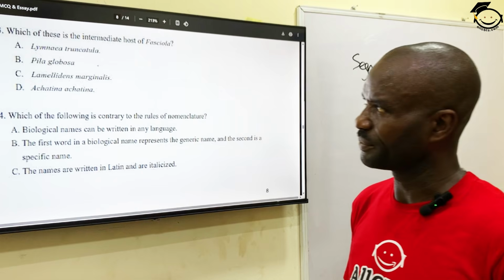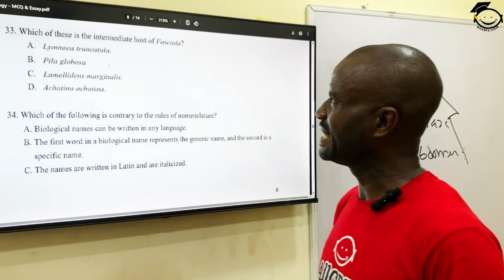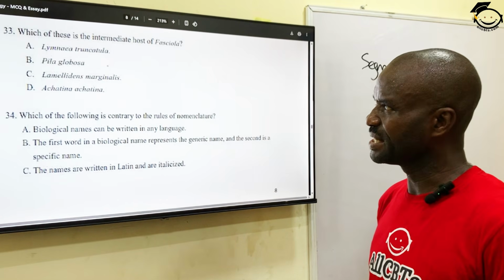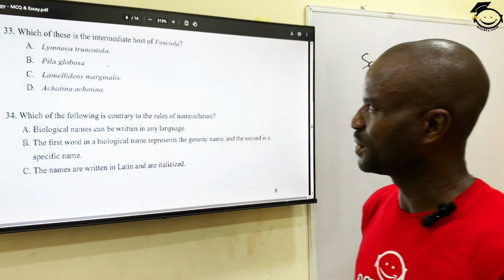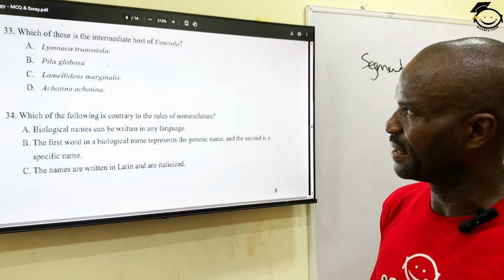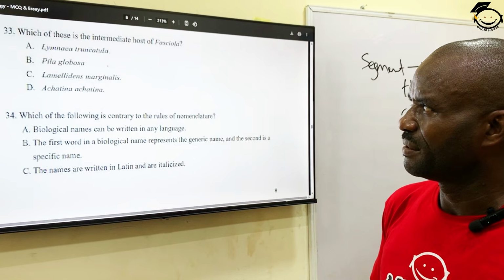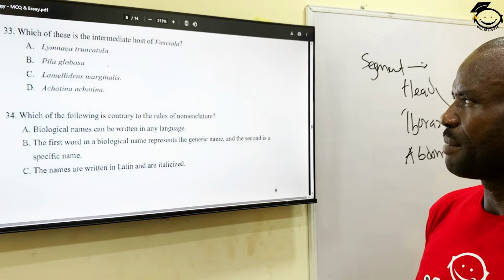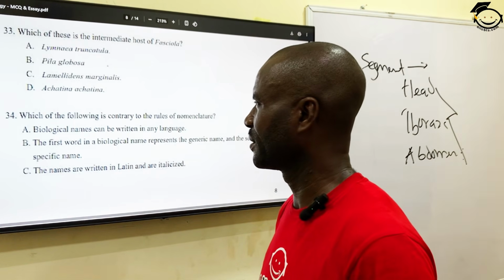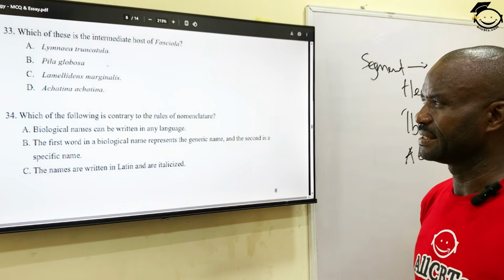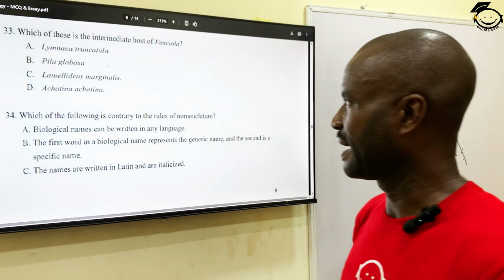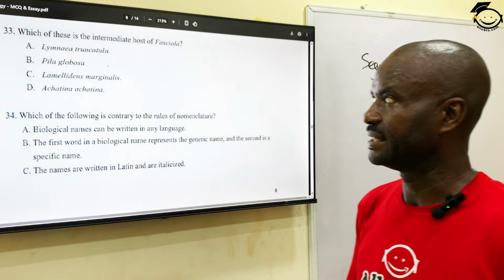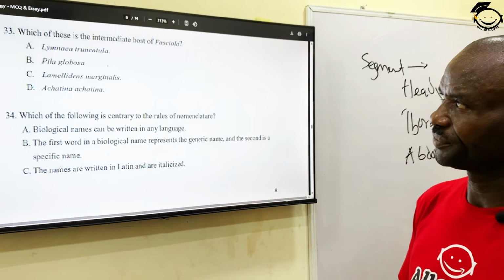Question 33. Which of these is the intermediate host of fasciola? Which of these is the intermediate host for fasciola? A, Lamia trunnicana. B, Pila pubosa. Then C, Lamedius marginalis. And then D, Acatina acalevia. The correct answer, forget about these names, is A, Lamia trunnicana.